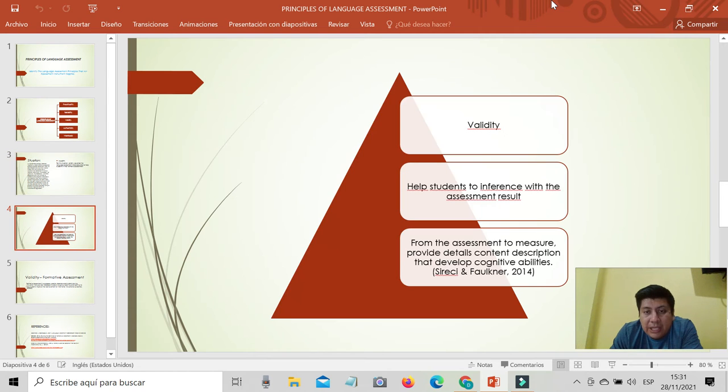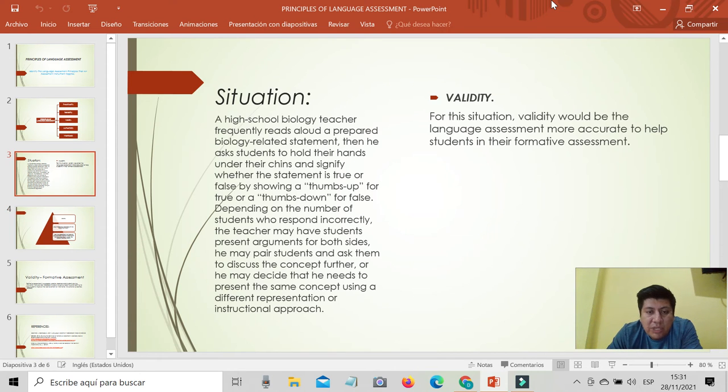So the students have to present the arguments if they answer incorrectly, so they can analyze together with the teacher. Another feature of validity is that the assessment provides detailed content description that develops cognitive abilities. In the same situation, when the teacher pairs students to discuss the concept further, this means that from the content, the students are going to realize where they made the mistakes, and correct them by themselves.